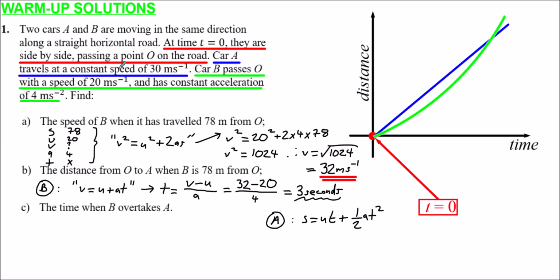But of course, A is travelling at a constant speed of 30 meters per second, so it's not going to be accelerating at all. So this half AT squared, we don't need to consider because it's not accelerating. So simply the displacement of A will just be its initial speed U multiplied by the time taken, which we now know is 3. So for car A, it's travelling at 30 meters per second for 3 seconds. Therefore, when B is 78 meters from O, A will be 30 times 3, which is 90 meters from O.